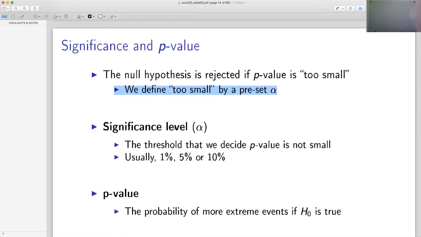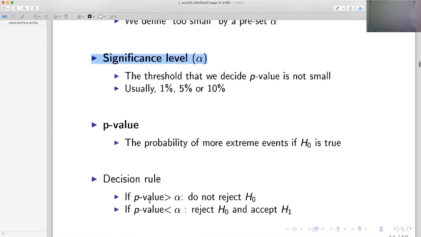For example, alpha equal 5% means what? The significance level would be 95%, right? This is a confidence level of 95%, if the significance level is 5%. So when you make a decision whether you reject or not, you're gonna make the decision based on the significance level alpha and p-value. If the p-value is greater than alpha, you do not reject, and if the p-value is less than alpha, you reject.